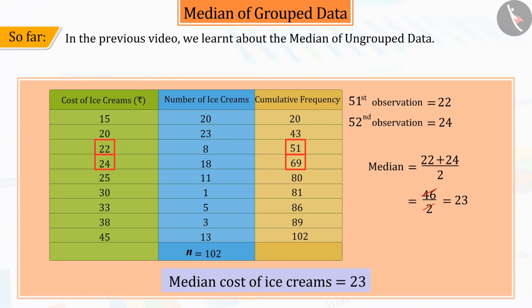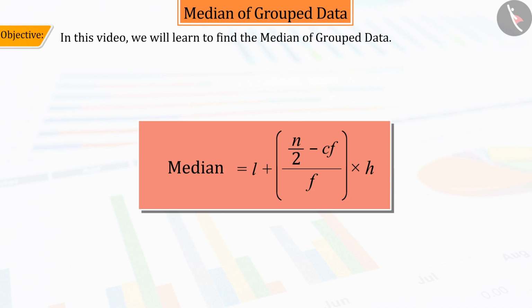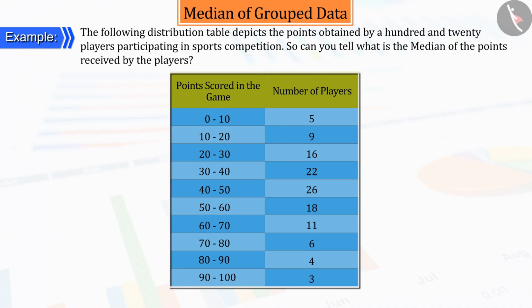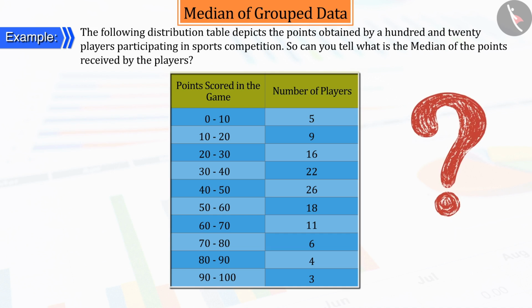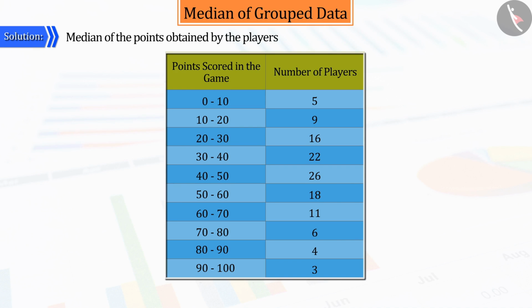In the previous video, we learned about the median of ungrouped data. Today in this video, we will learn to find the median of grouped data. The following distribution table depicts the points obtained by 120 players participating in a sports competition. So, can you tell what is the median of the points received by the players? Let's see. Let us first discuss the given table.